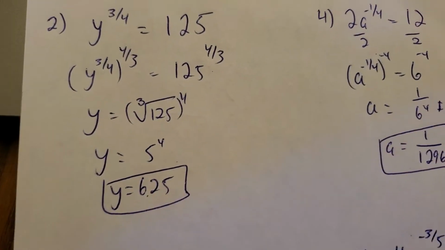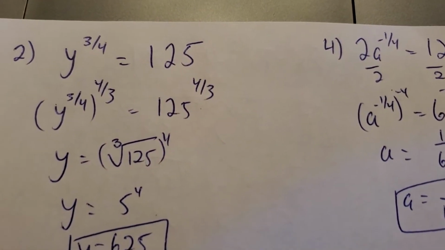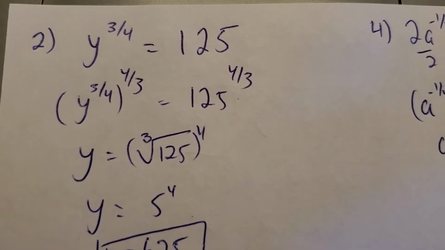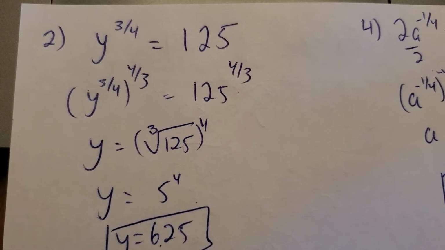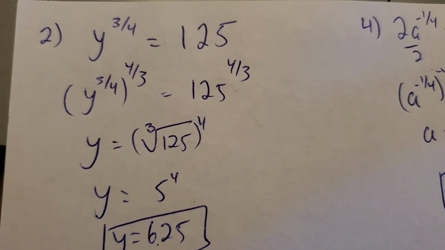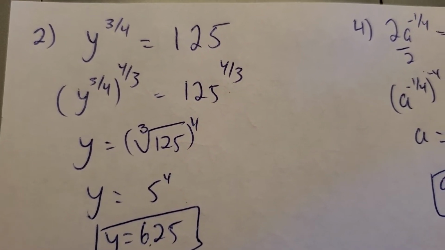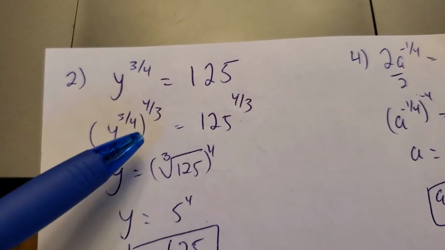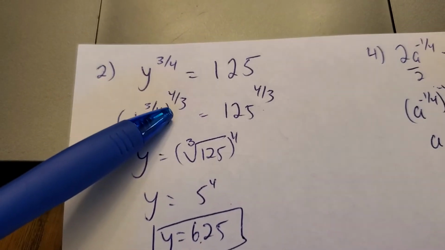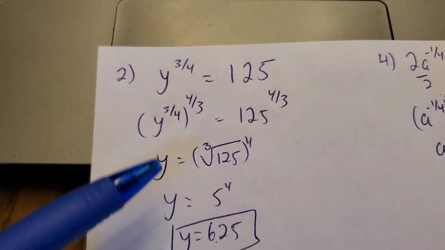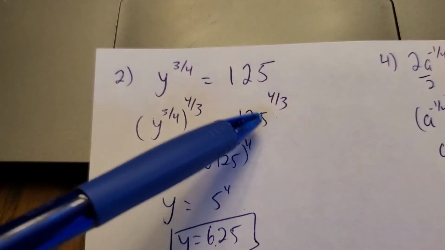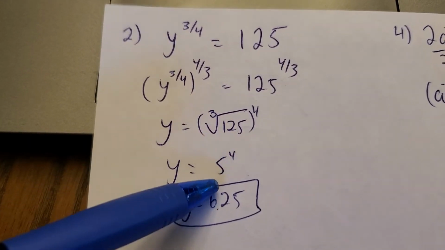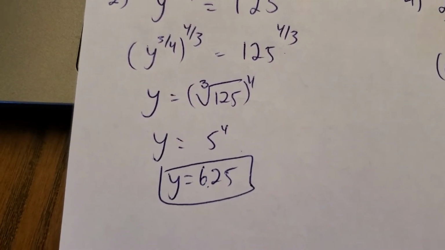The first question, number 2, was y to the 3/4 is equal to 125. So we already have that fractional exponent isolated. So we raise both sides to the reciprocal exponent, and the reciprocal of 3/4 is 4/3. So we raise both sides to the power of 4/3. Power raised to a power, you multiply them, and when you multiply reciprocals, they wipe out. So we get y is equal to 125 to the 4/3, which is the cube root of 125 to the 4th power. The cube root of 125 is 5, and 5 to the 4th power is 625.